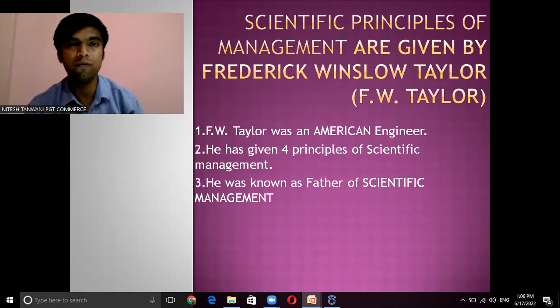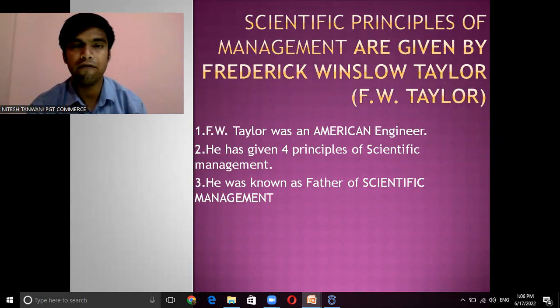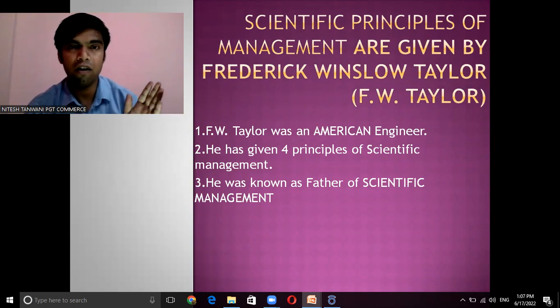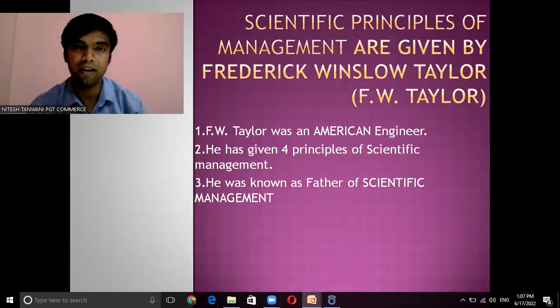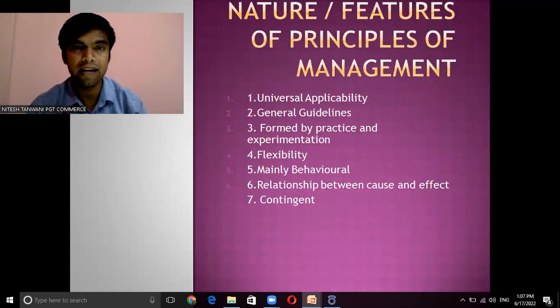So this is the difference between Henry Fayol and F.W. Taylor. Clear? Henry Fayol has given principles of general management, or principles of management, we can say. But F.W. Taylor has given principles of scientific management. Clear? Now moving toward next.